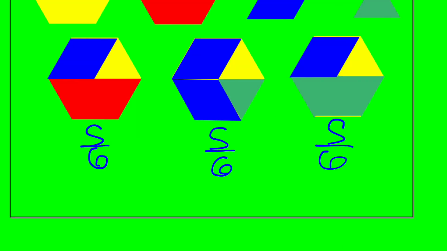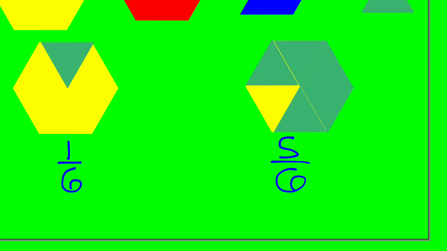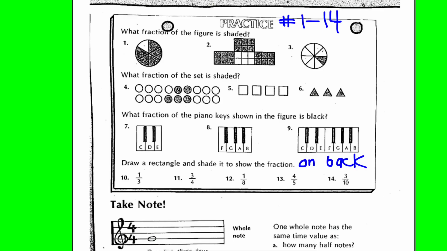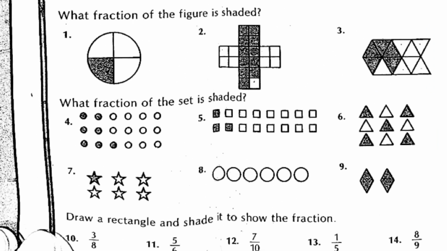So after that, the last thing we did is we just did some work together on identifying some basic fractions. So what I had the kids do, I gave them this paper and we did this together. I had them practice identifying some basic fractions. So in number 1, what fraction is shaded? Well, there are 4 parts and one of them is shaded. In number 2, there are a total of 2, 4, 6, 8, 10, 12, 14, 16, 18, 20 parts.